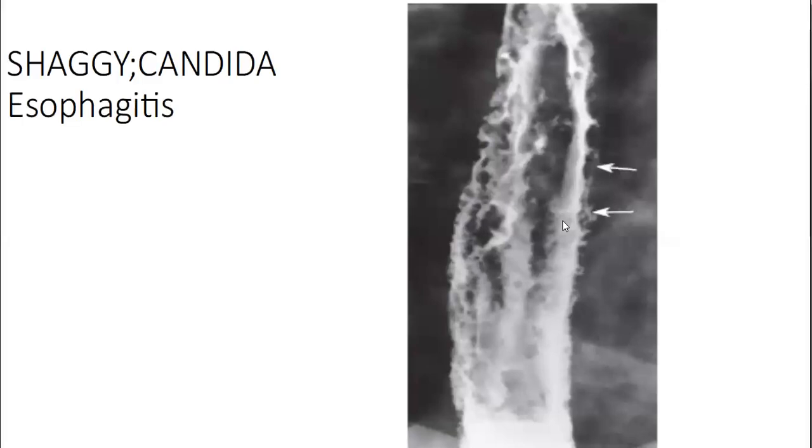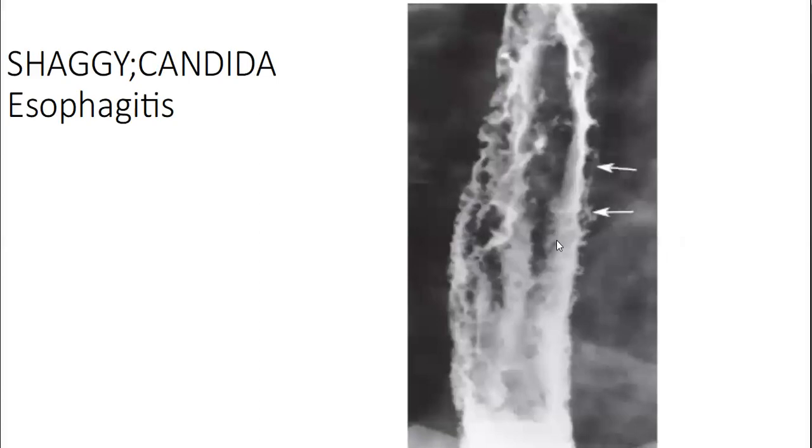So this irregularity and shabby appearance, they call it shaggy esophagitis or a shaggy esophagus, which is seen in the later phases of candida esophagitis. Initially there are only ulcers, right? Small ulcers gradually develop into other things.